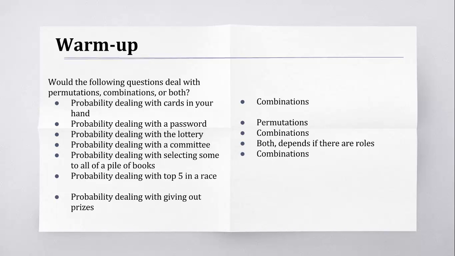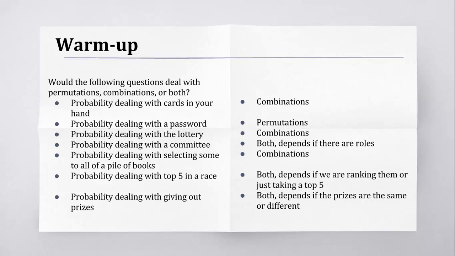Probability dealing with selecting some to all of a pile of books, that's the Pascal's triangle question. So it's saying if there are 10 books and you've got multiple cases where you can select 1 or 2 or 3, that would be the 10th row of Pascal's triangle, 2 to the 10. Probability dealing with top 5 in a race, it's both. It also depends if we're ranking them or we're just taking a top 5. So if it's top 5 advance, we just want to find a group of 5, and then they're put in alphabetical order or in the order that they signed up, and it doesn't really matter. But if we're taking top 5, first prize, second prize, all the way to 5th, then the permutation would matter.